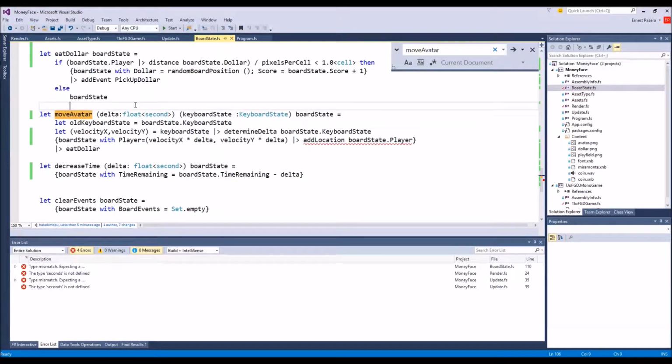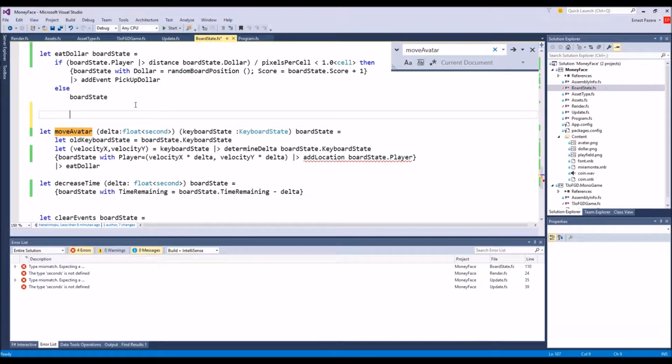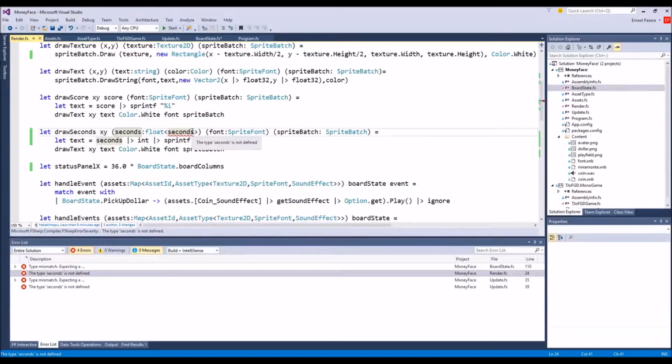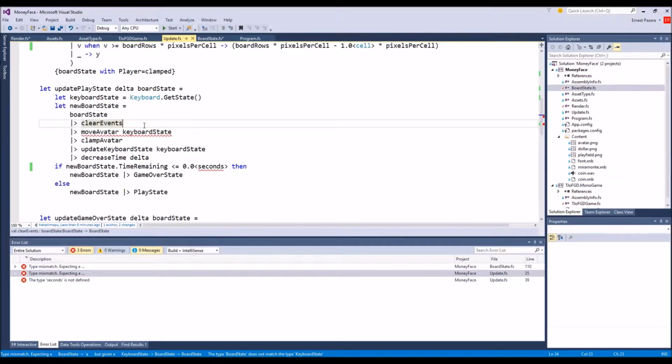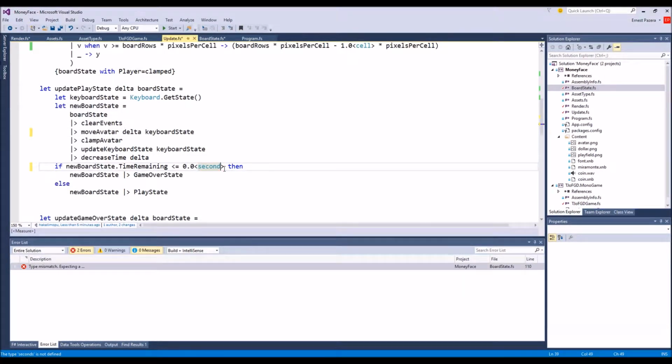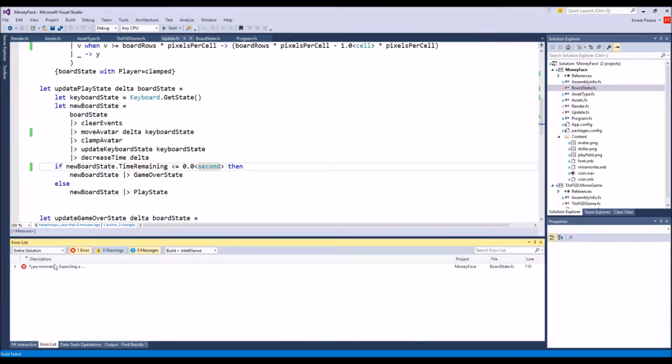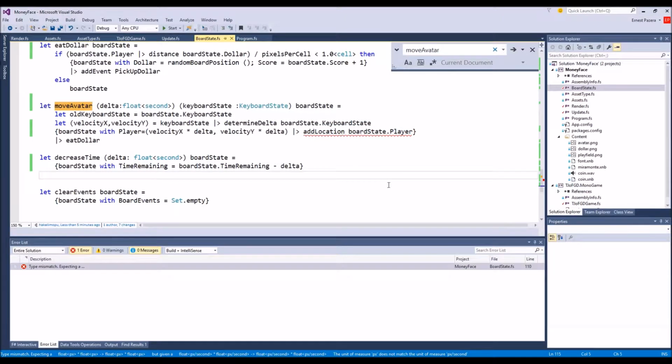So it's not liking me. What else we got? We got second. These. Ooh, avatar keyboard state. There's a delta in here. Delta. Type seconds. There's that. We have that last little one. Okay, still a fail. What don't you like?